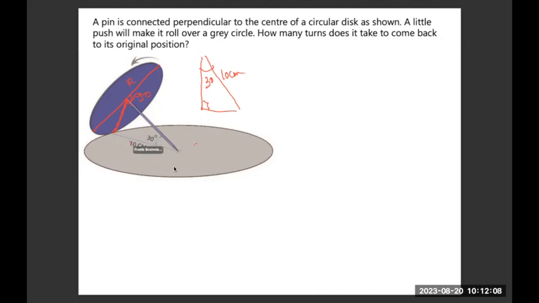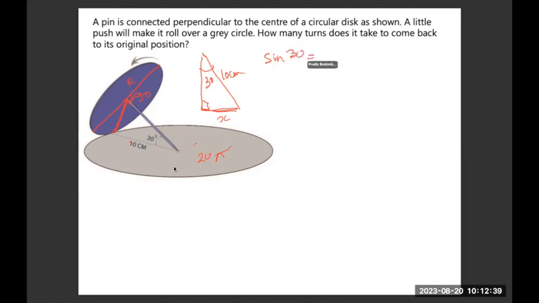So the gray circle's circumference will be 2 pi r, so it will be somewhere around 20 pi. Okay, I'm just writing 20 pi here. We'll solve this further. So in order to find this base x, which formula will I take? Opposite upon hypotenuse is sine.